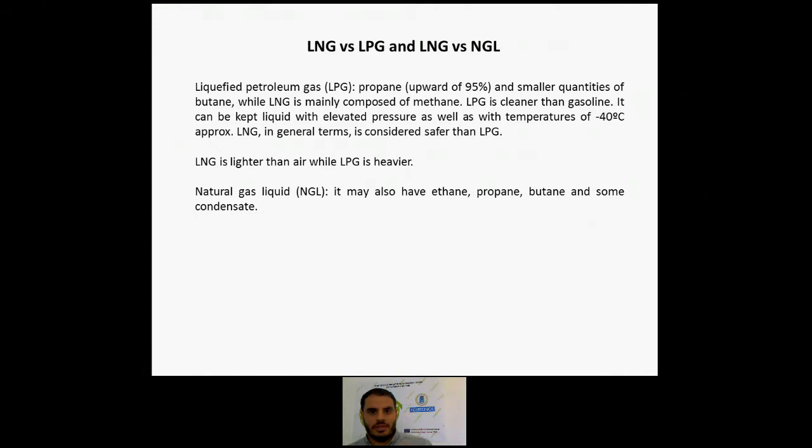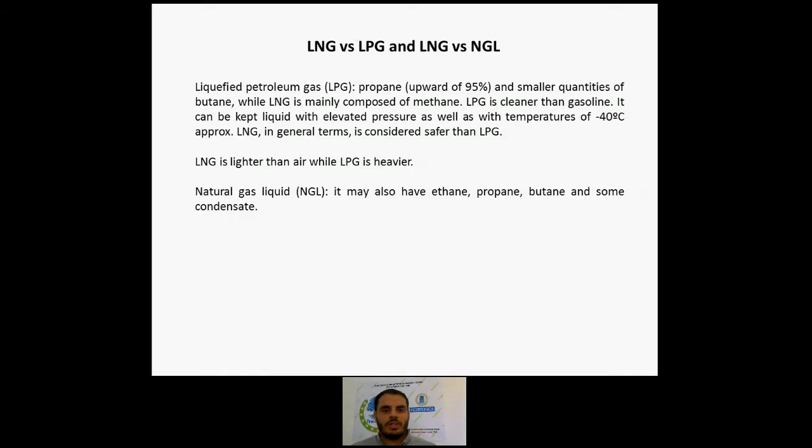Liquefied petroleum gas, which is LPG, is composed primarily of propane, upward to 95%, and small quantities of butane. This is quite different from the primarily methane composition of LNG. LPG is used primarily as residential fuel, petrochemical feedstock, and often is used as a vehicle fuel. In fact, LPG, remember liquefied petroleum gas, is a cleaner burning liquid fuel than gasoline.